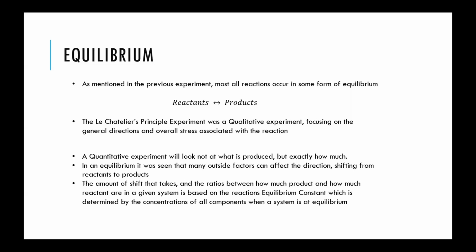What is that ratio? In the end, when a reaction is in equilibrium, that means it's not really happening anymore. The products and the reactants are balanced at a balanced state. But what is that ratio? How much product is there and how much reactant is there under those equilibrium conditions? And the equilibrium constant is the specific ratio that determines how much of each of the components is present in the reaction.